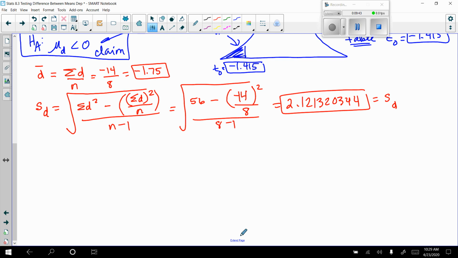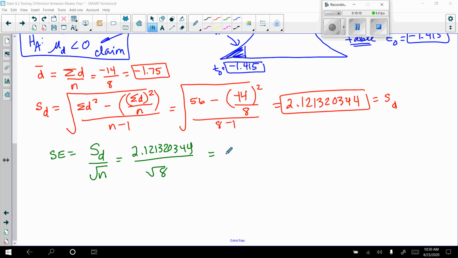So next, we're going to do our standard error, which is found by taking the standard deviation of our differences divided by the square root of n. That is 2.121320344 divided by the square root of 8, which ends up to be 0.75000000, many zeros, and then a 2.